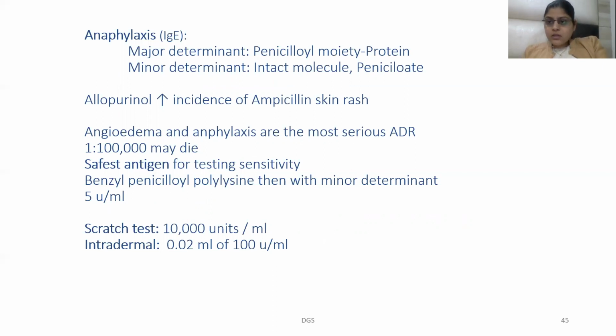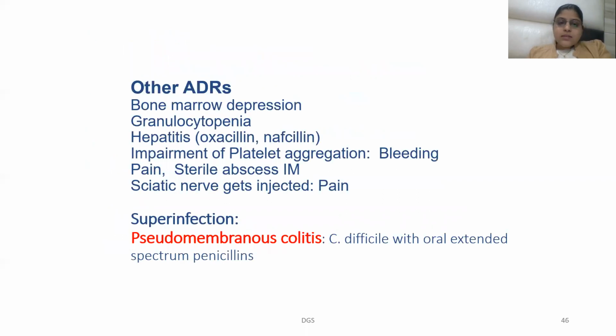We can test the sensitivity or anaphylactic reaction to penicillin by intradermal drug sensitivity testing. Intradermal is given, and if within half an hour an allergy appears in the body, then we do not give penicillins to the patient, and other drugs like cephalosporins and carbapenems are also avoided. But this cross reactivity is not seen with monobactams, so we can give monobactams to the patient. Other adverse effects can be bone marrow depression, granulocytopenia, hepatitis, impairment of platelet aggregation, bleeding, and pain.